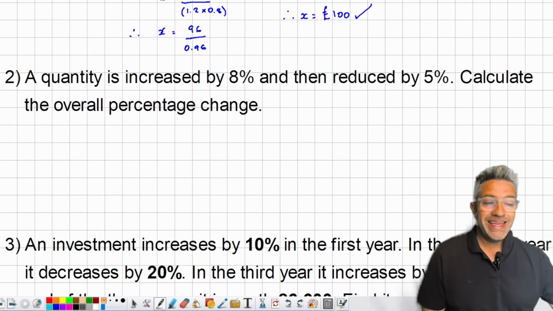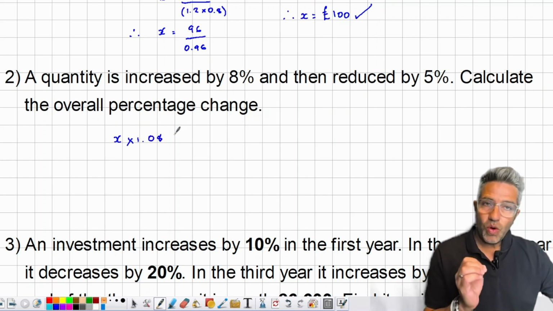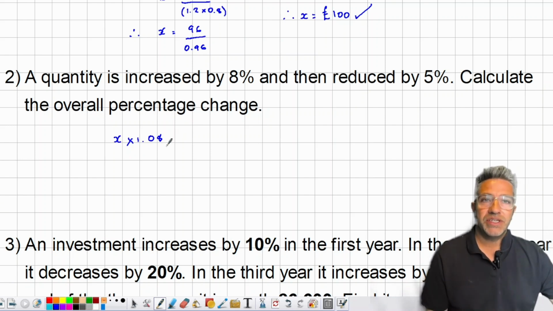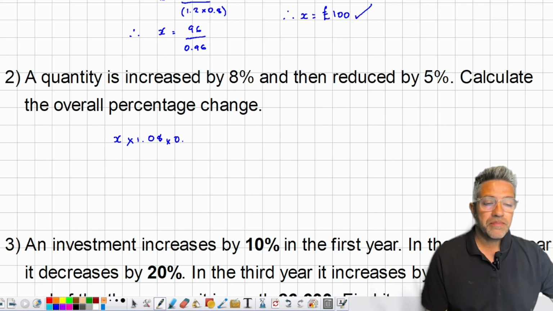A quantity is increased by 8% and then reduced by 5%. Calculate the overall percentage change. So a quantity, again I'm going to use x, is increased by 8%. So that would mean multiplying by 1.08. Note, it's not 1.8, that'd be an 80% increase, 1.08. And then is reduced by 5%. If we reduce something by 5%, we will have 95% left. Like so.